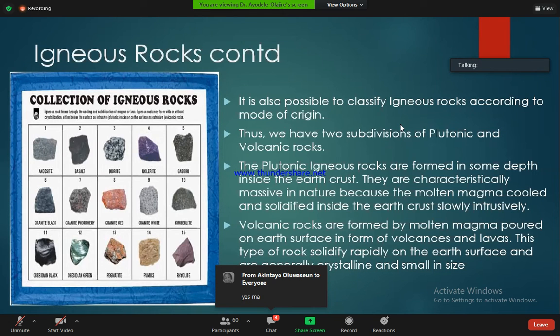So this image has a collection of igneous rocks. I mentioned a few earlier, but here you have a lot more because, like we've already said, by different categorization, you can have several. So andesite, for example, would have its own mineral composition, and then it would also have its classification based on mode of origin.